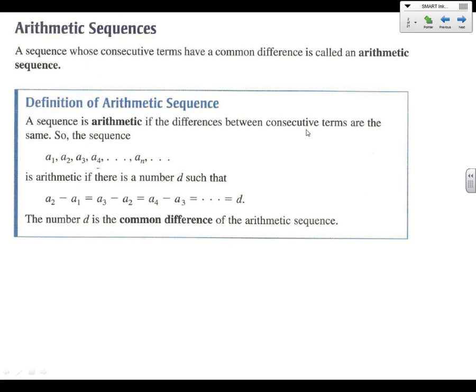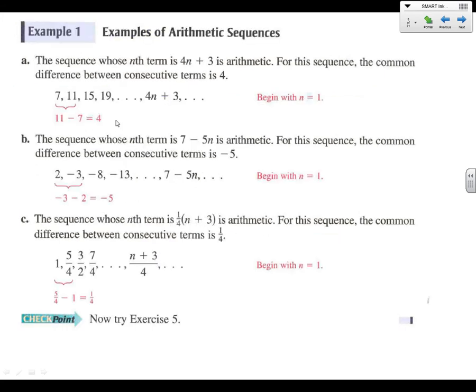So if the difference between consecutive terms is the same, we have an arithmetic sequence, all right? And the difference between the numbers, if we're jumping by 3s or jumping by 5s, that's what we call the common difference. All right, so knowing that, let's look at a couple examples. If the sequence whose nth term is 4n plus 3 is arithmetic, for this sequence, the common difference is going to be 4 because we're jumping by 4 each time.